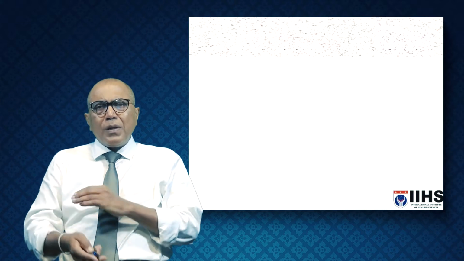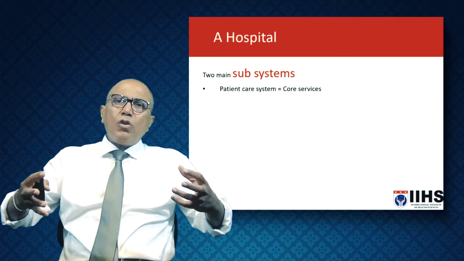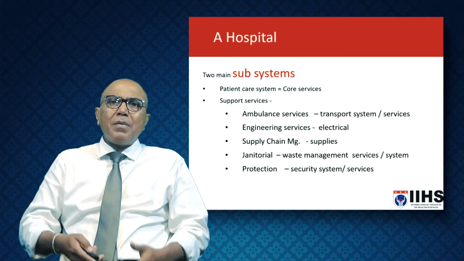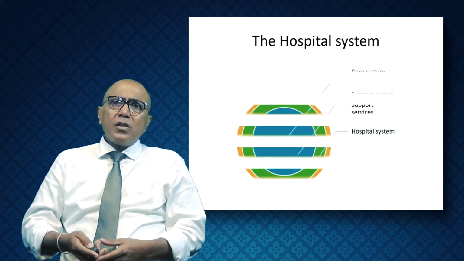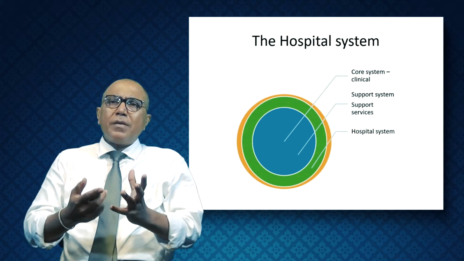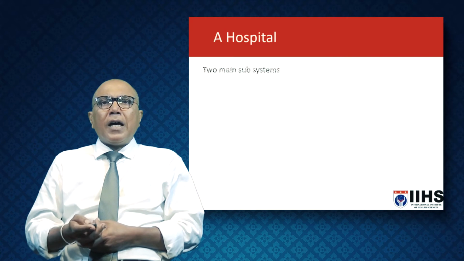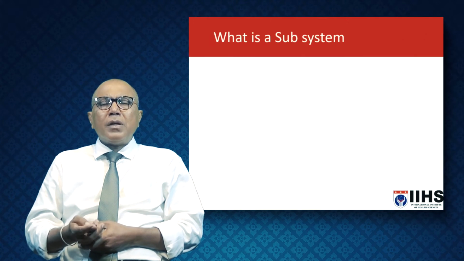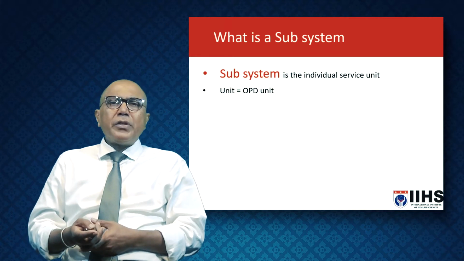So in a hospital typically has two main subsystems. As I told you before, there's a patient care subsystem, and of course the support care subsystem. The core system is the clinical, and then the support system is just outside. So let's look at one of the subsystems.